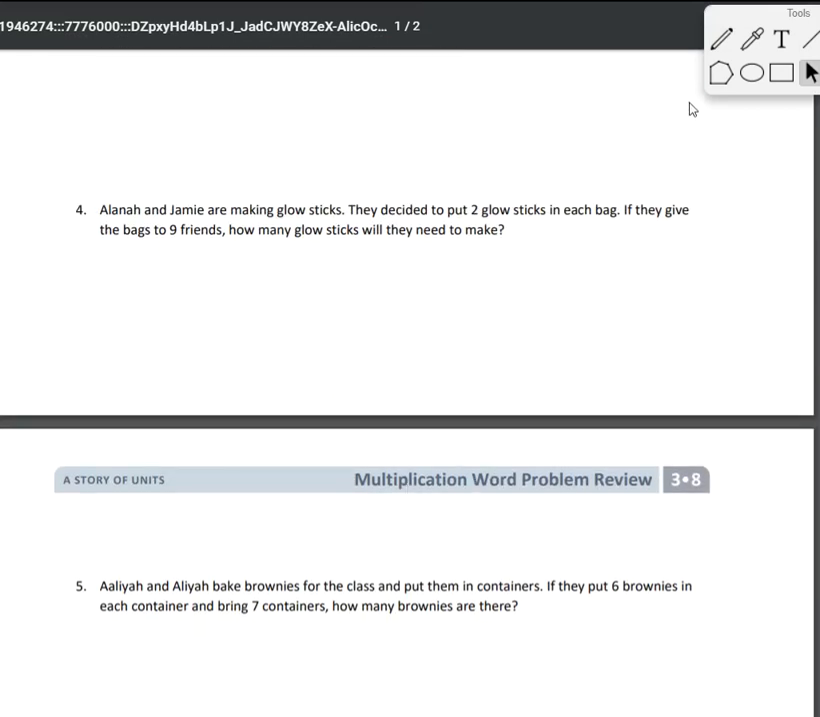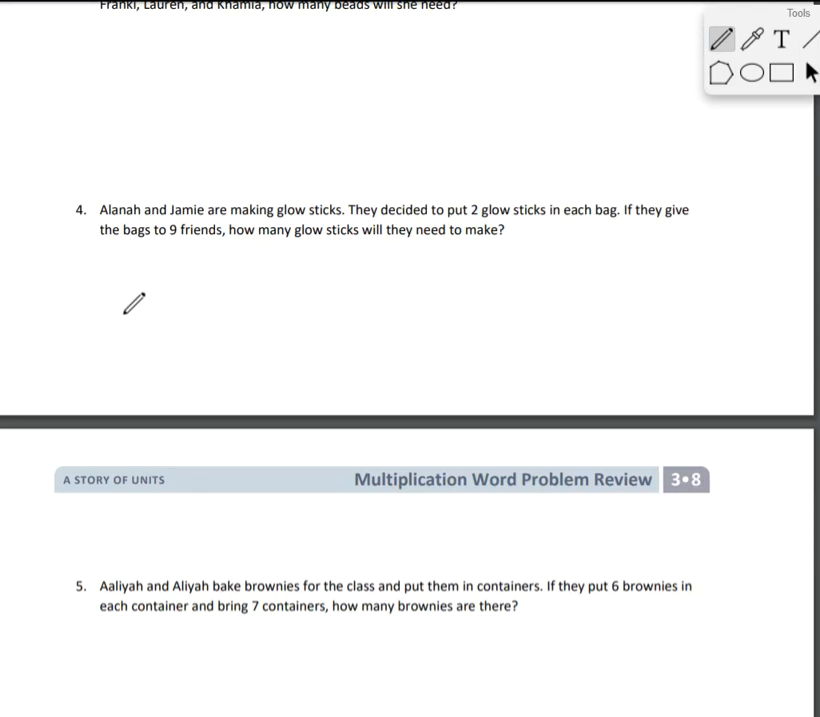All right, problem number 4. Elena and Jamie are making glow sticks. They decide to put 2 glow sticks in each bag. If they give the bags to 9 friends, how many glow sticks will they need to make? So 2 glow sticks, there's 9 bags.